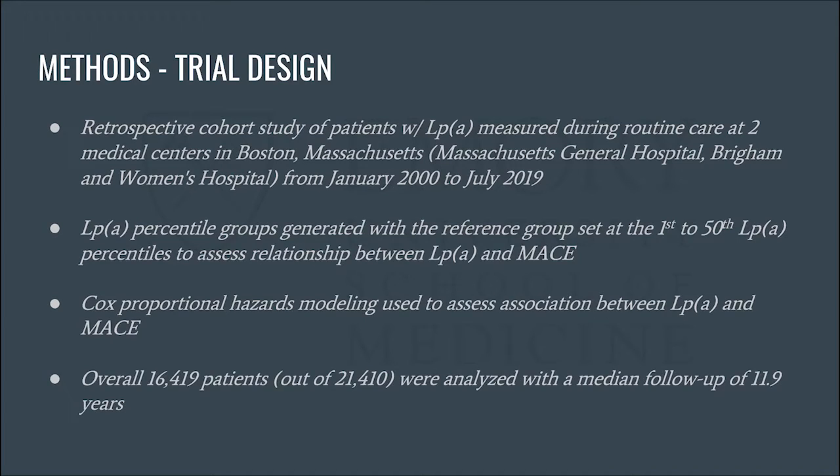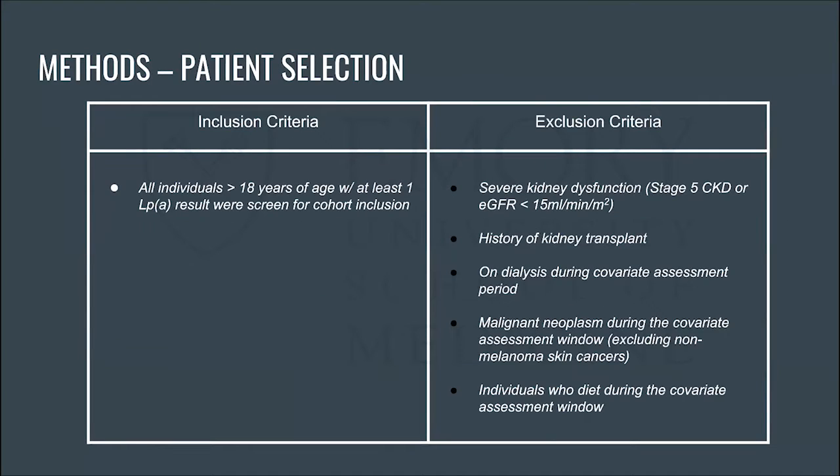And then based upon the breakdown, which I'll go through in the next slide shortly in terms of inclusion and exclusion criteria, roughly 16,000 made the cut. And there was actually a pretty decent median follow-up of roughly 12 years for this data collection. So speaking of the inclusion and exclusion criteria for patient selection, not too much for inclusion criteria. The patients had to be greater than 18 years of age and had at least one lipoprotein A result for screening for the cohort inclusion.